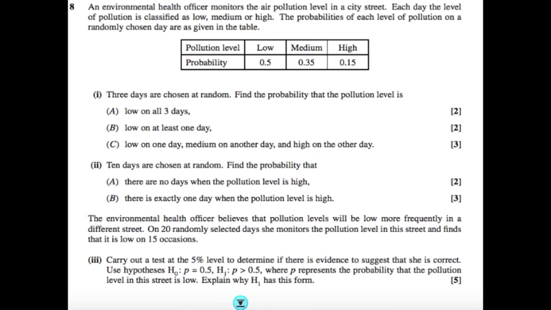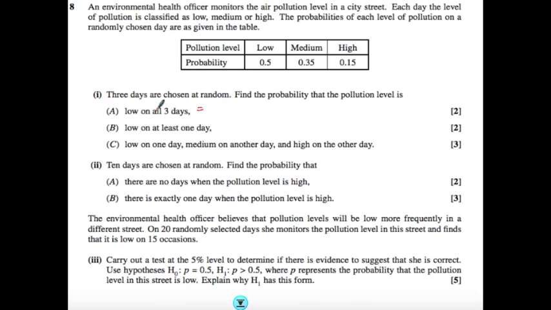Right, question 8. An environmental health officer monitors the air pollution level in a city street. Each day the level of pollution is classified as low, medium or high. The probabilities of each level of pollution on a randomly chosen day are as given in this table. Right, so part 1. 3 days are chosen at random. Find the probability the pollution level is low on all 3 days.